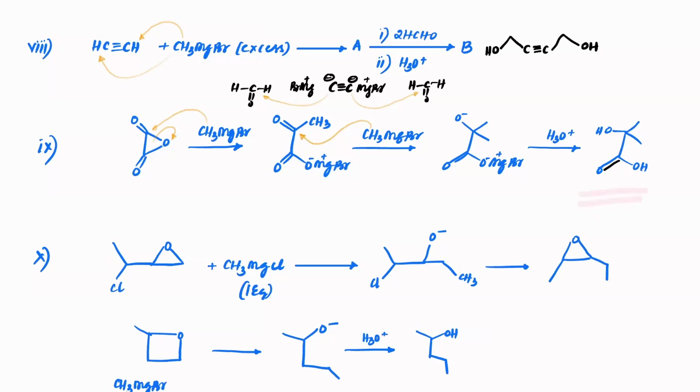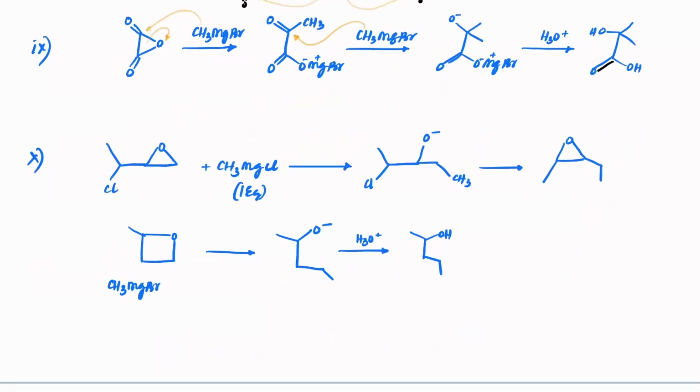Next, in case you have one equivalent of CH3MgBr here, the first reaction would always be attacking the highly strained three-membered ring here, opening up this oxygen to get O minus. And once you get that O minus, internally it will attack again, removing Cl minus. So that gives you this product.